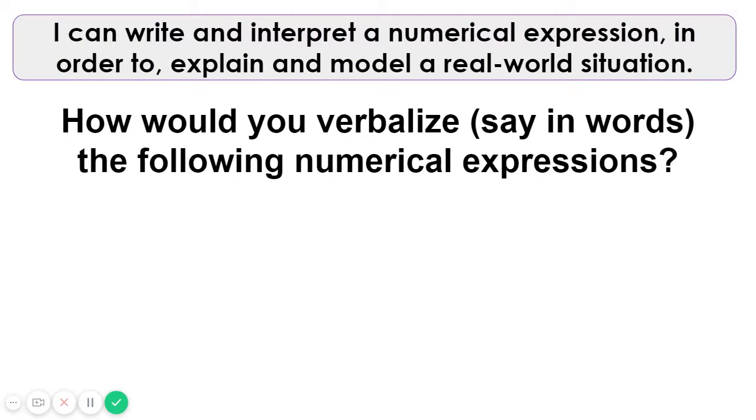So this week, we've been talking about the order of operations. Today, we're going to continue that, but put a kind of a spin on it. We're going to be taking our numerical expressions, which remember numerical means numbers, and turning those into words, and then turning our words into numerical expressions. So first, how would you verbalize, and verbalize is just a fancy word for saying in words, the following numerical expressions?